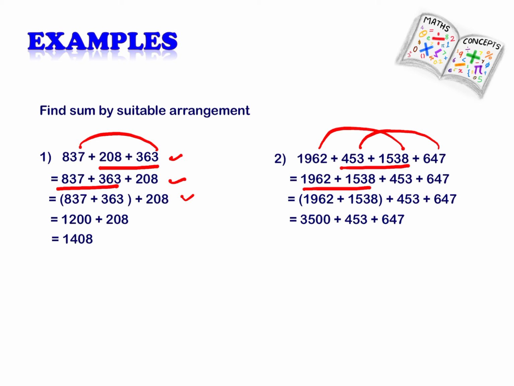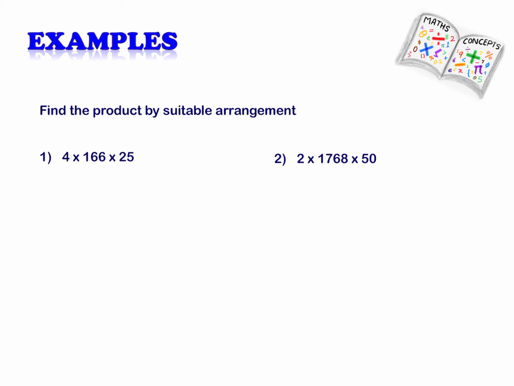This will give me 3500. In this case I'll group the last two numbers together, associative property again, which gives me 3500 plus 1100 and the answer is 4600. Okay, now let's apply it for multiplication.